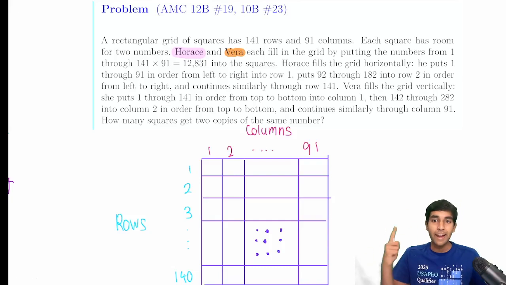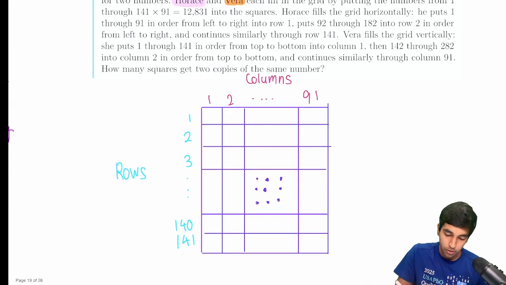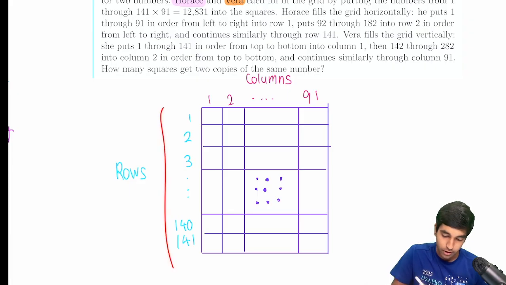Let's solve number 19 on the 12B, number 23 on the 10B. Let's see how we can tackle this problem. We have a rectangular grid of squares, 141 rows and 91 columns, as I have drawn over here.